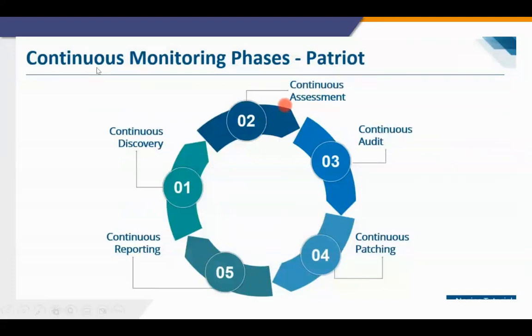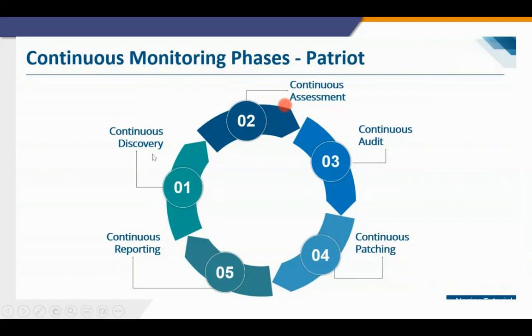And the next one is continuous monitoring pillars. Here we have 5 types of pillars. The first one is continuous discovery, the second one is continuous assessment, the third one is continuous audit, the fourth one is continuous patching, and the last one is continuous reporting. Now let's learn briefly about the pillars.